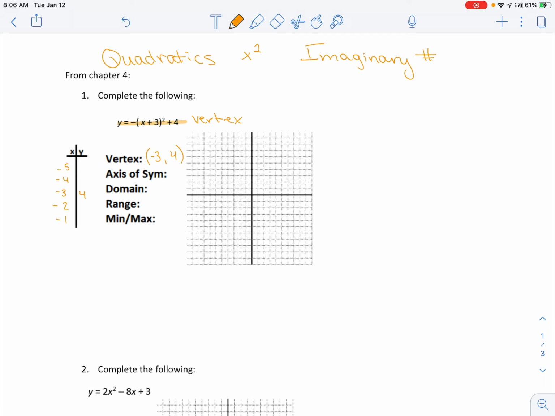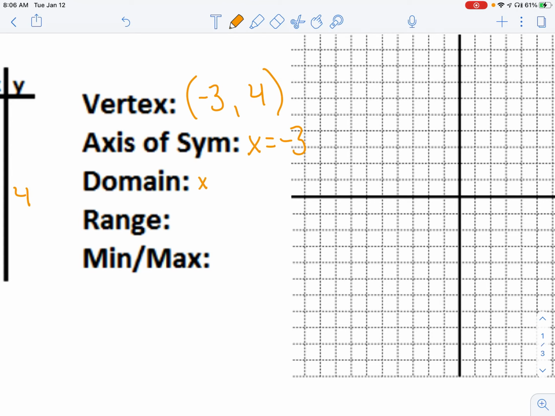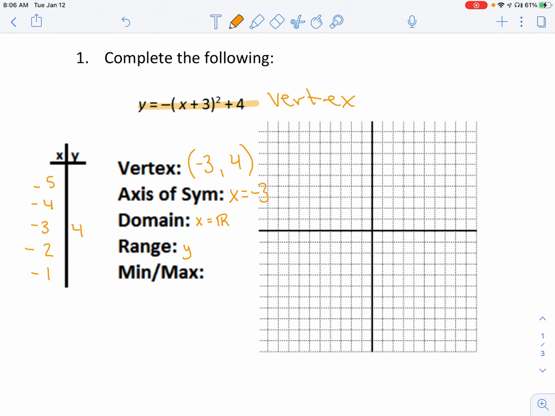Now you can plug those in by hand. There's nothing wrong with that. The axis of symmetry is x equals that x value, so -3 in this case. The domain for this parabola is x, all real numbers, because it goes forever left and forever right. And the range in this problem is y. Let's take a look. We have a negative in the front, right? So that tells you that the parabola is going to point upside down. So we're going to do y is less than or equal to the y value of 4. And I'm pulling those numbers from here and from here.